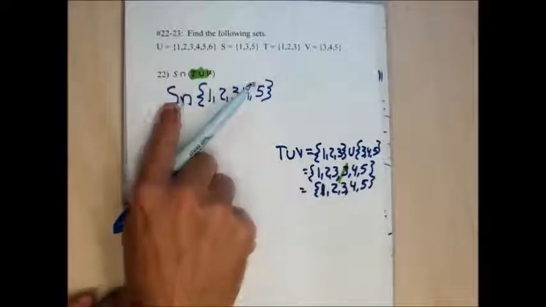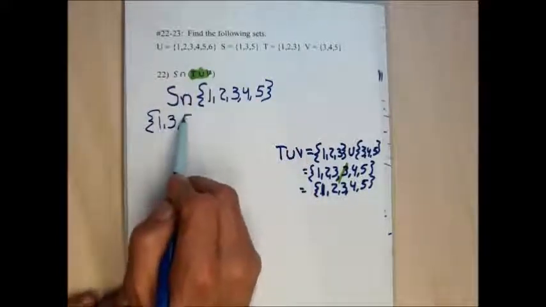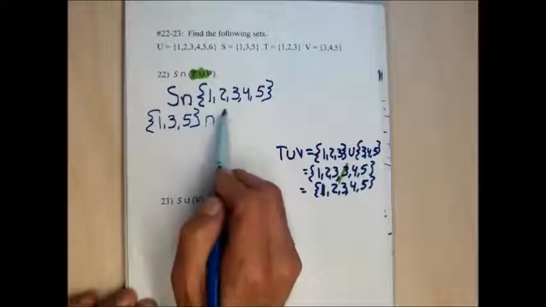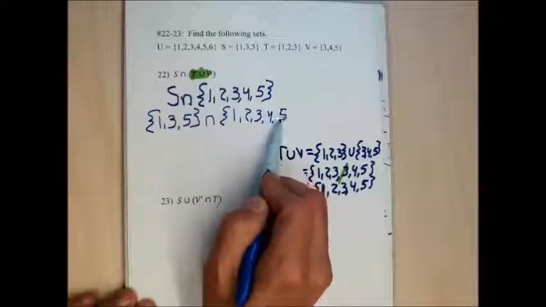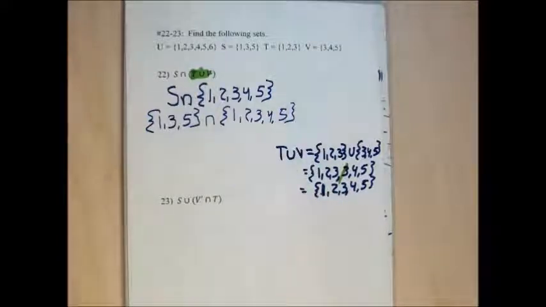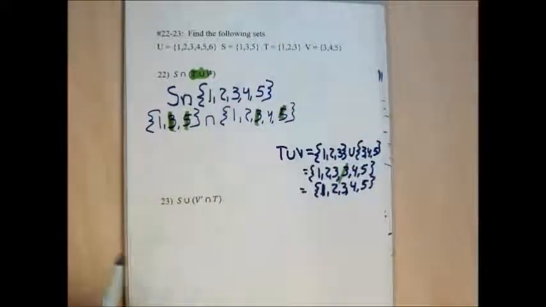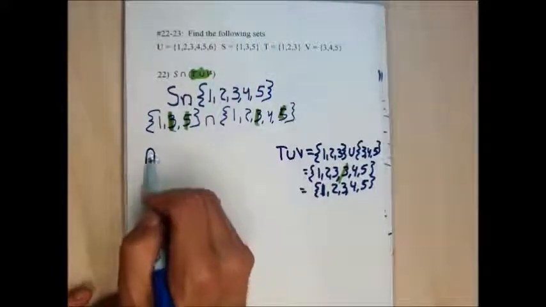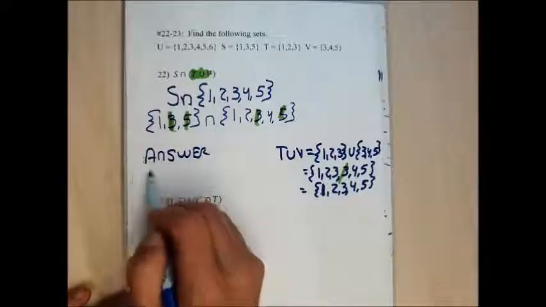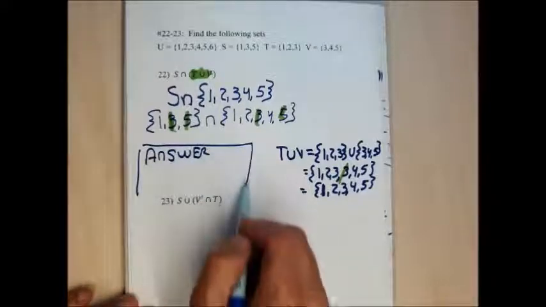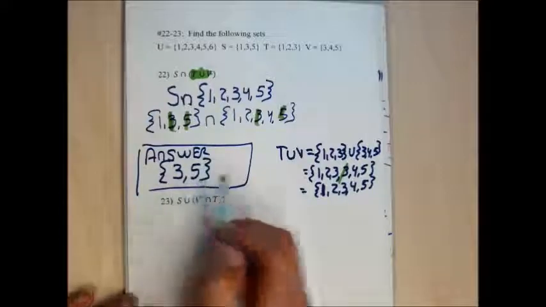Now I'm going to take the S symbol and change it to the set containing the numbers 1, 3, and 5. I'm going to leave the intersection symbol, and I'm going to leave the 1, 2, 3, 4, and 5 in place of the T union V, and now I'm going to find the intersection. When you're intersecting two sets, you're finding what the sets have in common. Intersections are what sets have in common. Those sets have the numbers 3 and 5 in common. That's my answer to problem 22.